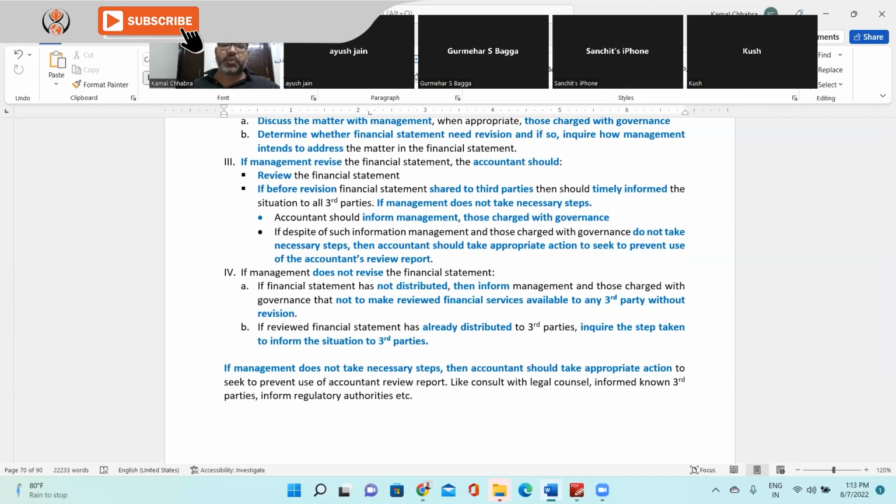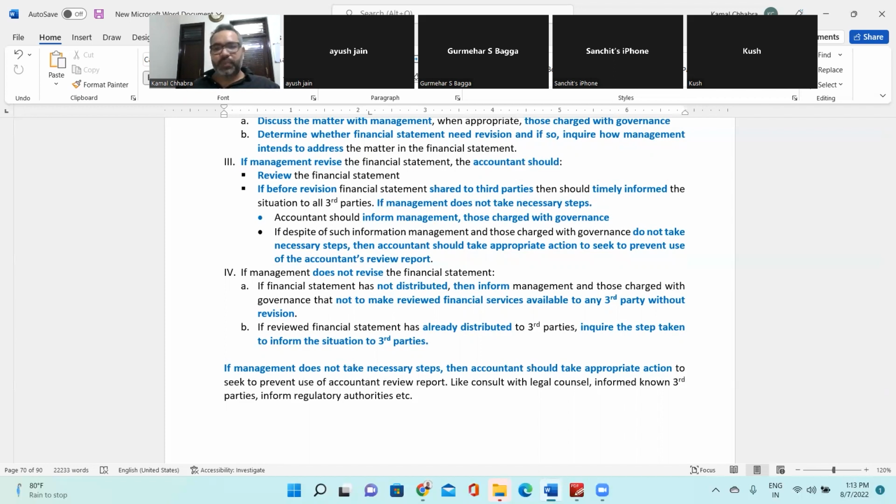If, before revision, the financial statements were shared with a third party, then the accountant should timely inform all third parties of the situation. If management does not take the necessary steps, then the accountant should inform management and those charged with governance. If despite such information, management and those charged with governance do not take the necessary steps, then the accountant should take appropriate action to seek to prevent the use of the accountant's review report by third parties, right? If management does not revise the financial statements and the financial statements have not been disbursed, for example, management is not revising the financial statements and they have not yet been disbursed to any third party, then inform management and those charged with governance not to make the reviewed financial statements available to third parties without any revision.